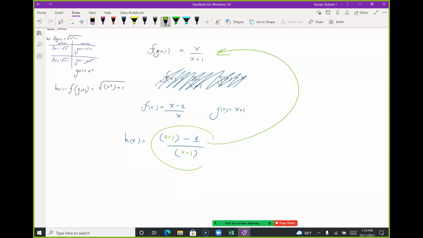Usually you won't have to deconstruct the composition. You'll just be able to recognize the inside. If you can recognize the inside and the outside, pretty simple. This is tricky compared to what you'll have to do in Calc 1.